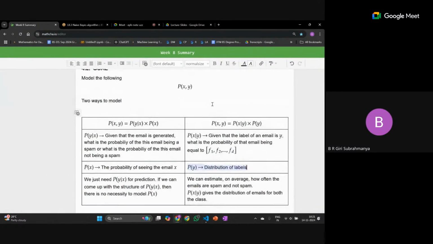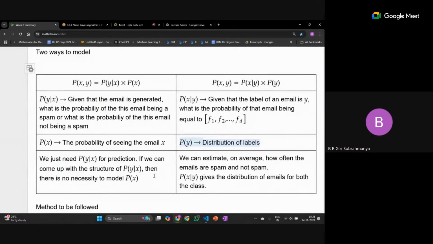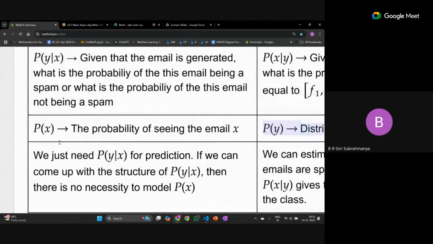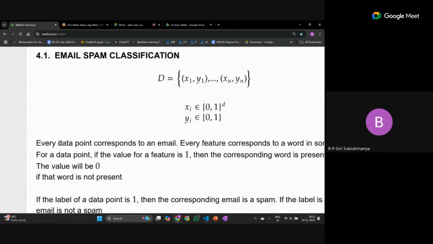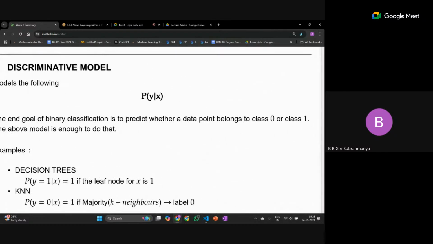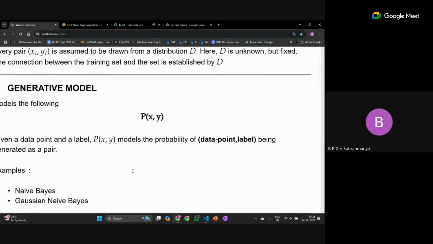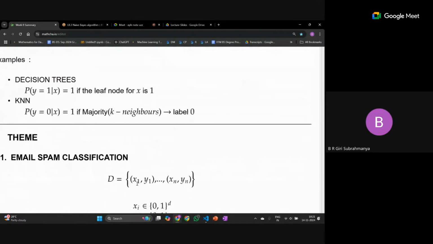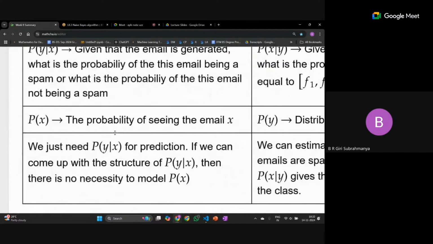Now, which one to choose? Which way to go? If you look at the first one, ultimately for prediction, we need this, right? The end goal of binary classification is to get this one. Whether you go directly or go in a different way is the question. If you're able to model P of y given x, then there's no necessity to model P of x. Given any email, you have a model of the label, so why do you need to know the model of the data points itself?